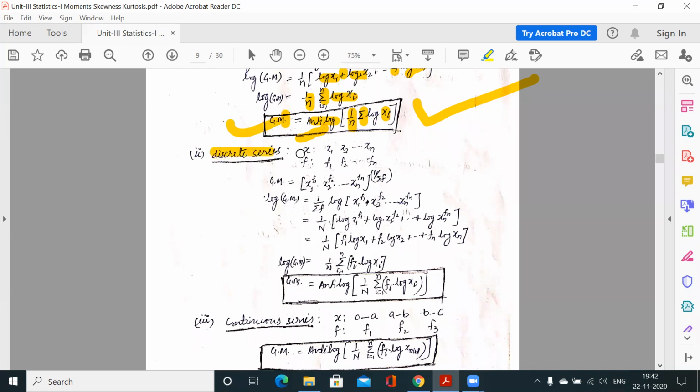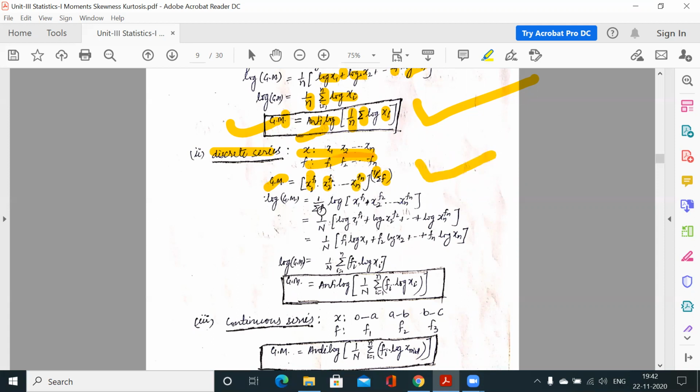Again, for discrete series, now we have X and F. So what is the geometric mean? Because now the x1 value is coming f1 times in the data series. So how many values are there? f1 plus f2 plus fn. This is the total frequency. So 1 by total frequency, summation f. Because x1 is coming f1 times, so x1 into x1 into x1, how many times? f1 times. So x1 to the power f1. Similarly, x2 is coming f2 times, so x2 to the power f2. Similarly, xn to the power fn. So this is the geometric mean.